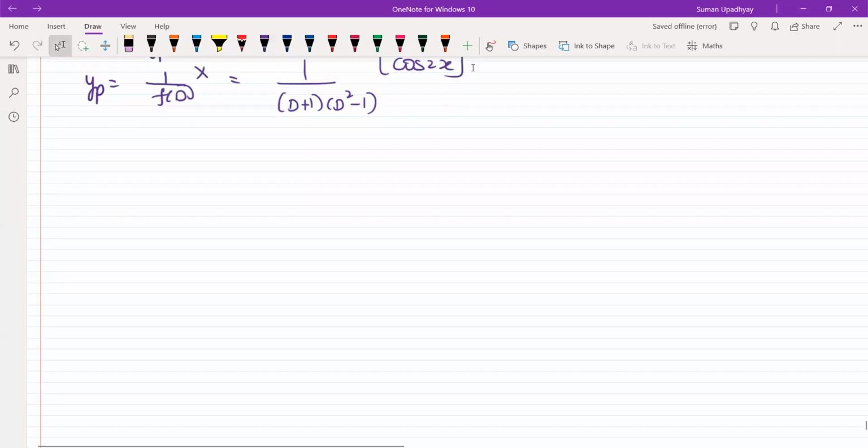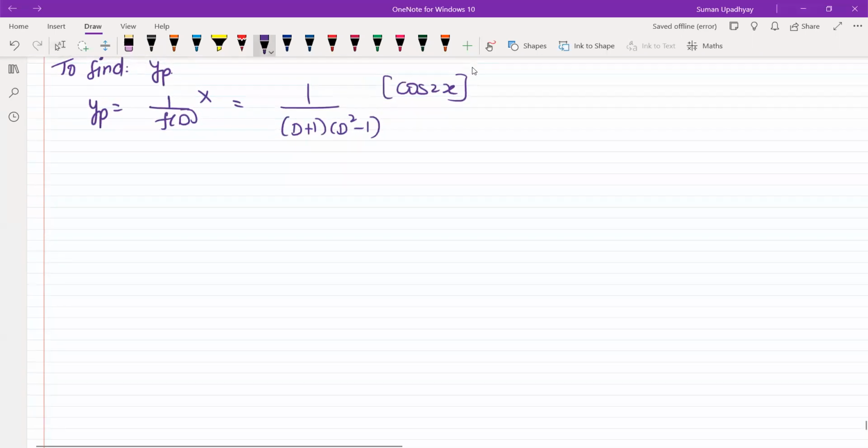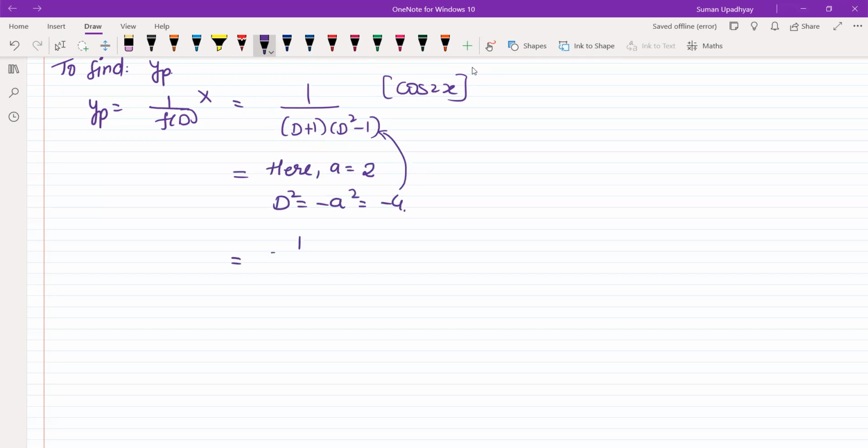Since my capital X is a trigonometric function, when trigonometric functions are there, we replace d square with minus a square, where a is 2, which is minus 4. Can I replace d square with minus 4 over here? Yes. So I'll just replace d square and keep d as it is. So what will I get? 1 upon minus 4 minus 1, that is minus 5, into d plus 1.